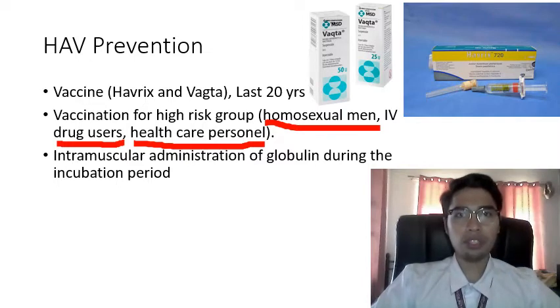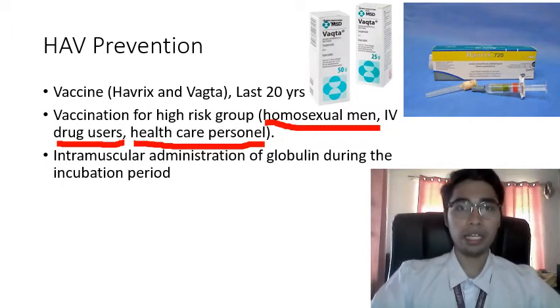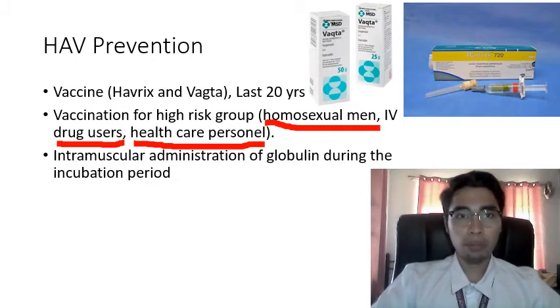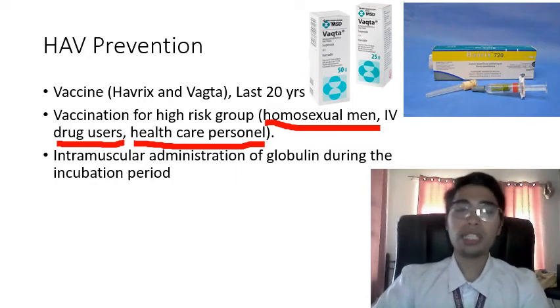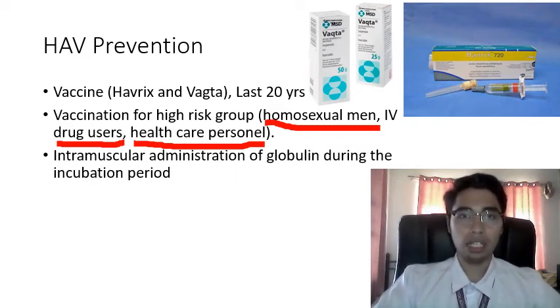Intramuscular administration of immune globulin during the incubation period is given within 2 weeks of exposure. Immunoglobulin is also recommended for household members and those that have multiple sexual contacts of people with hepatitis A. Susceptible people in the same household as the patient are usually also infected by the time the diagnosis is made and should receive immune globulins.